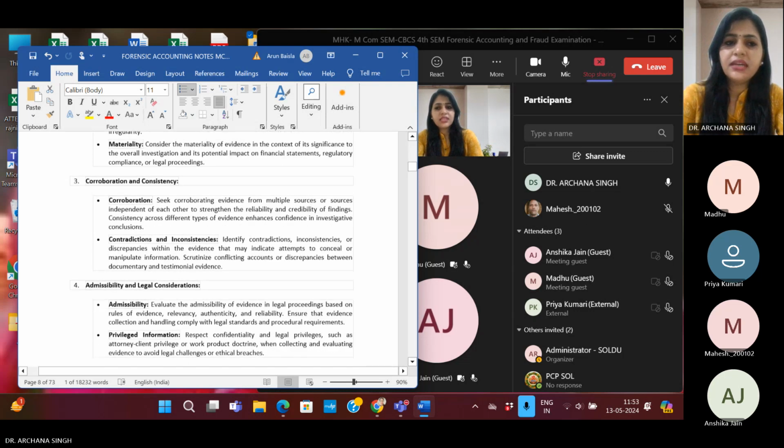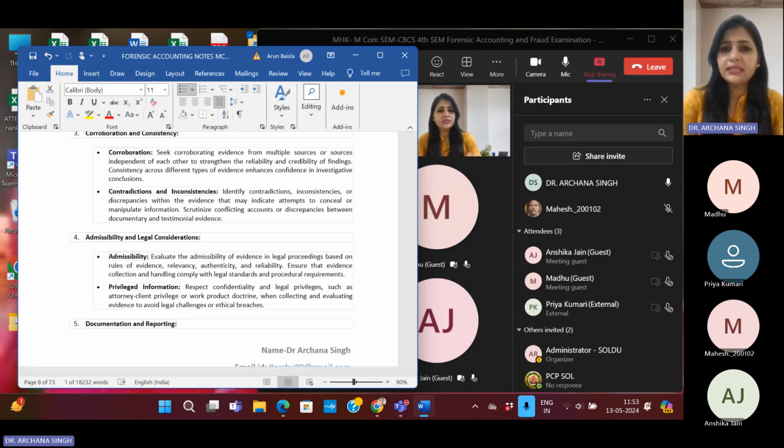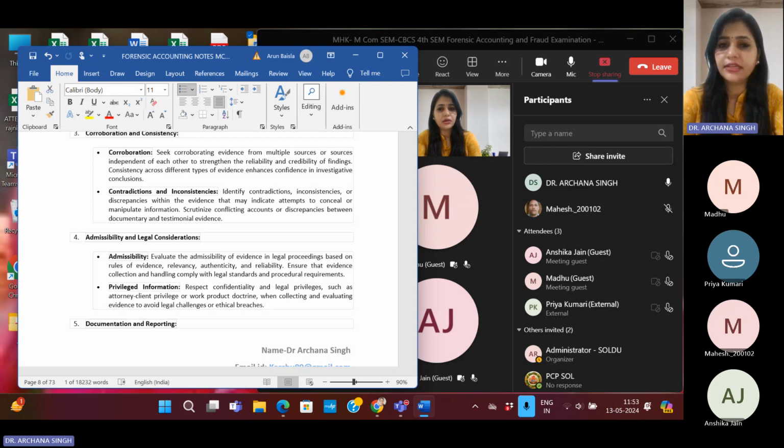Then contradictions and inconsistencies. While doing the investigation they had to identify the contradictions, inconsistencies or discrepancies within that evidence that may indicate attempts to conceal or manipulate information. So scrutinize those conflicting accounts or discrepancies between documentary and testimonial evidence. So what they had to do, they had to scrutinize those conflicting accounts, or you can say scrutinize those discrepancies between the documentary and testimonial evidence.